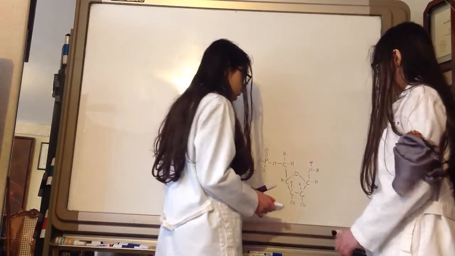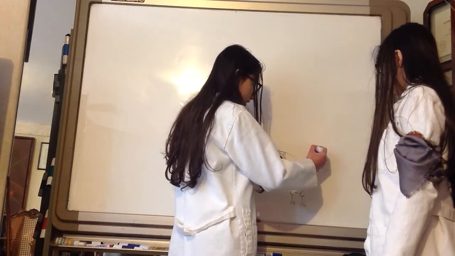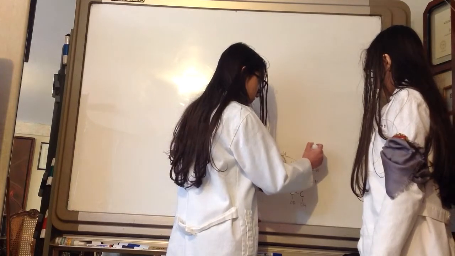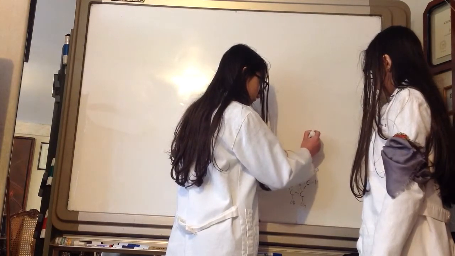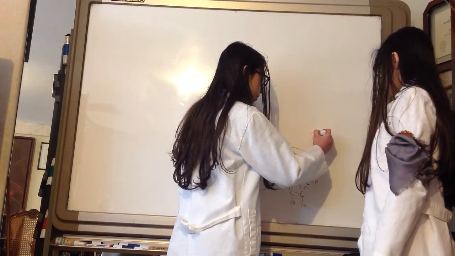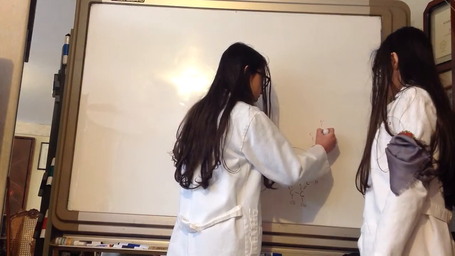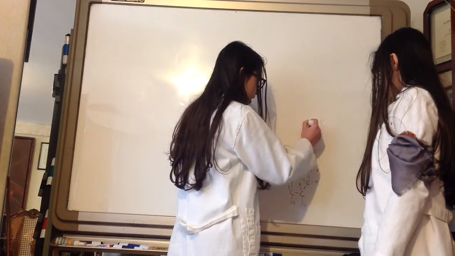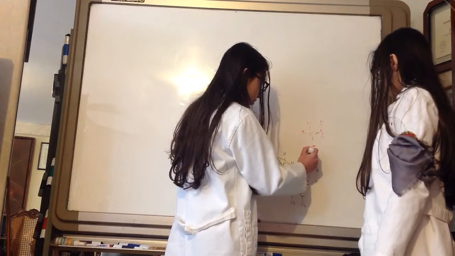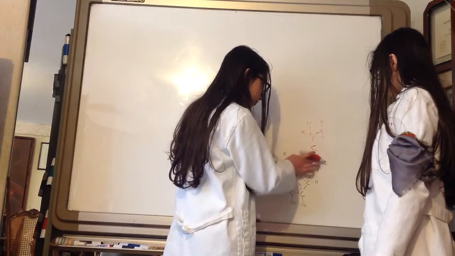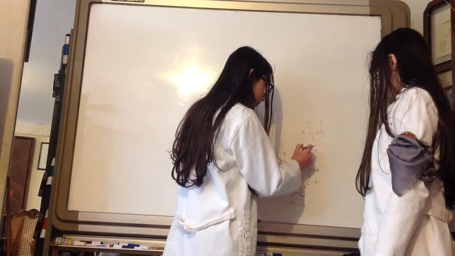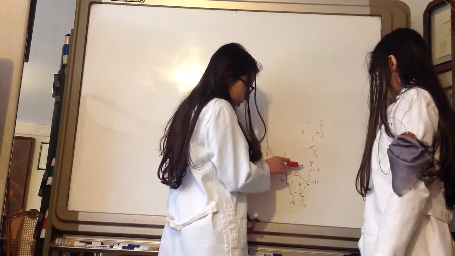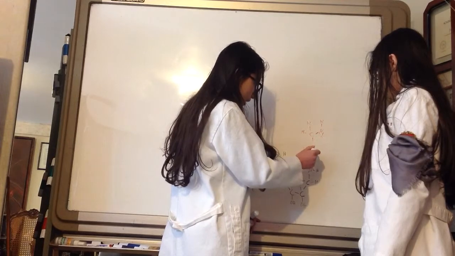Then the glycine is going to join. The glycine has a carboxyl group, the alpha carbon, the amino group, and in the R group a hydrogen. The carboxyl group is going to join to this amino group and is going to release this water.